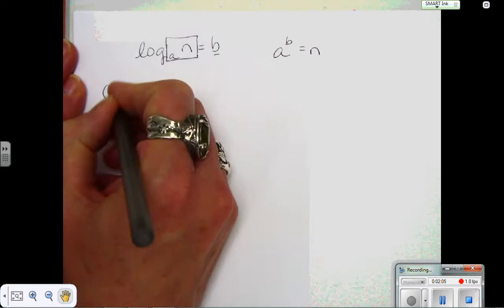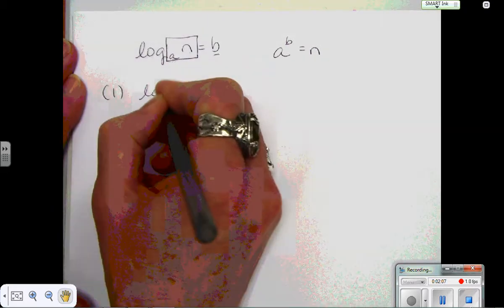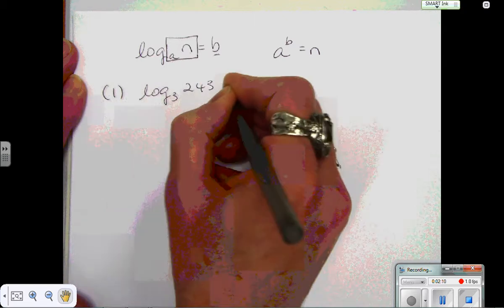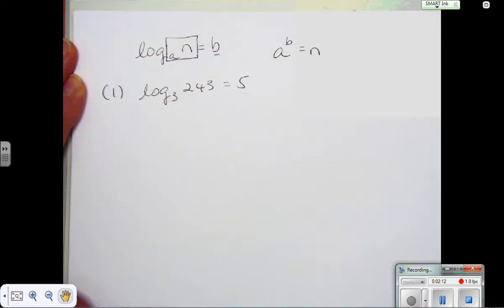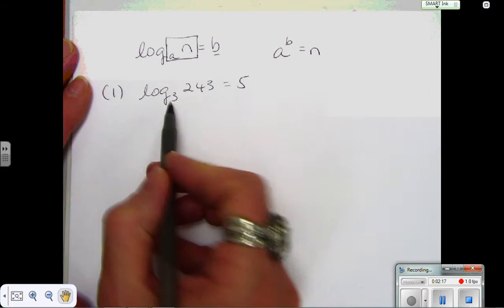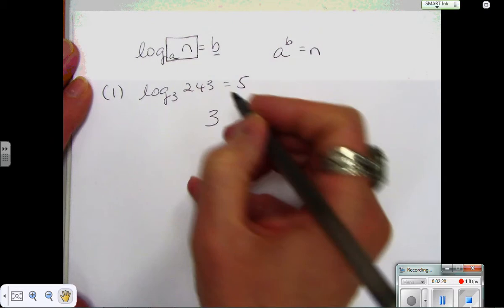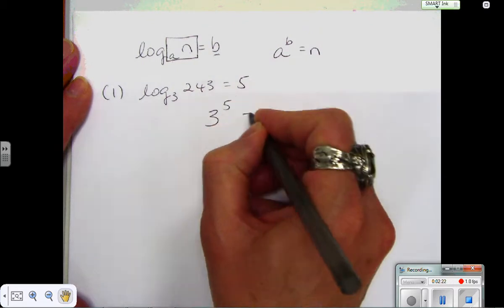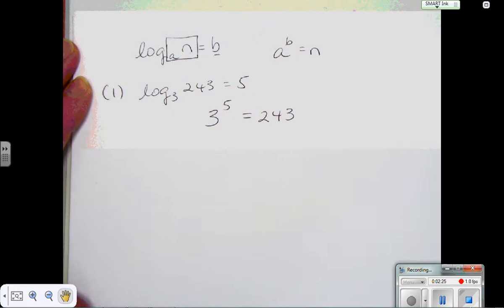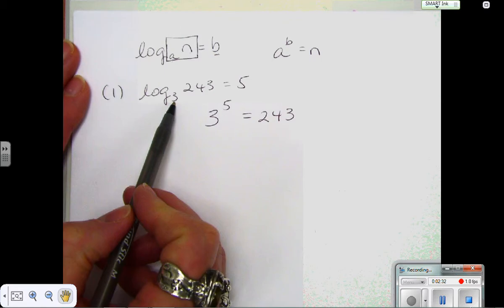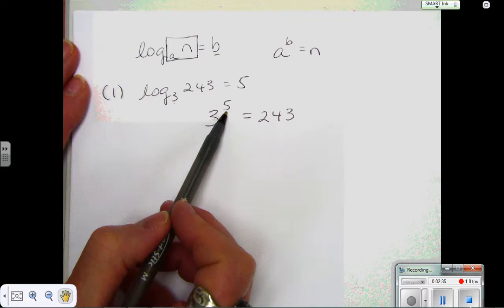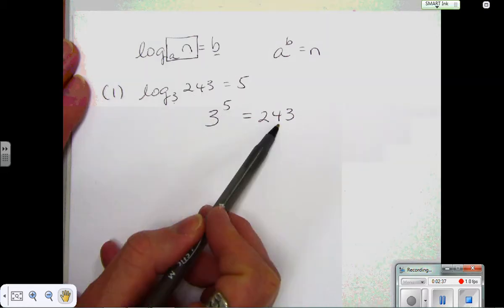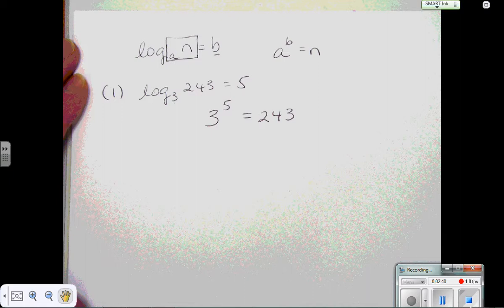So let's look at the first example. Log base 3 of 243 equals 5. And all they want us to do on this first example is change it to exponential form. Your base is 3, the exponent is 5, and it equals 243. 243 is your answer. So that would be the exponential form. Any questions?